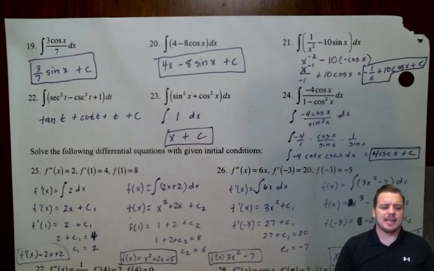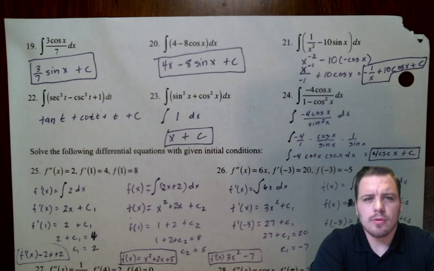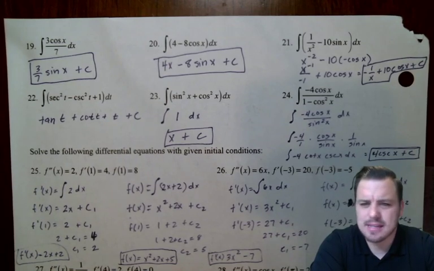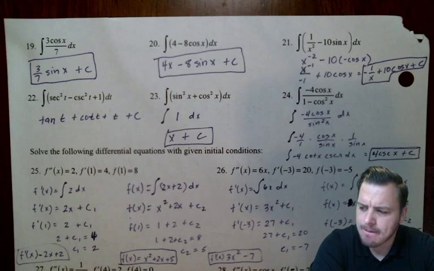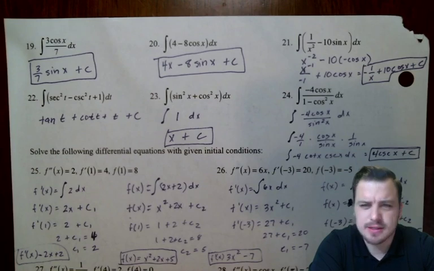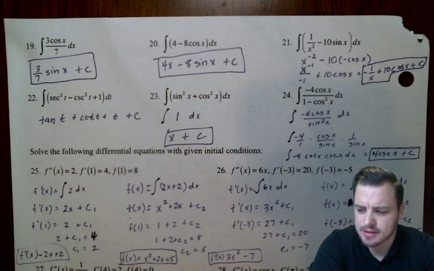Number 19 would be 3/7 sine x plus c. Number 20, 4x minus 8 sine x plus c. Number 21, -1 over x plus 10 cosine x plus c. Number 22, tangent t plus cotangent t plus c.